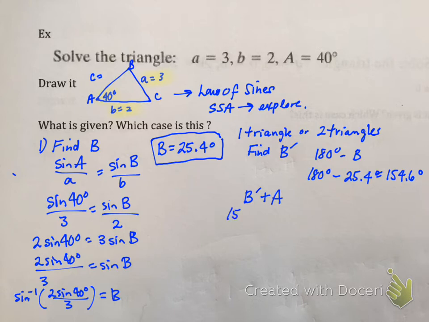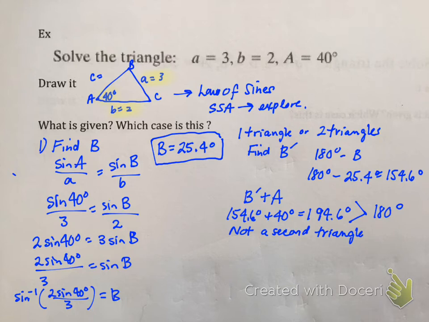So 154.6 plus angle A, which is 40, gives me 194.6. Okay, this value is greater than 180 degrees, so I know I do not have a triangle, because if it's greater than 180, that doesn't make sense. So, do we have two triangles? The answer is no. So there's not a second triangle.